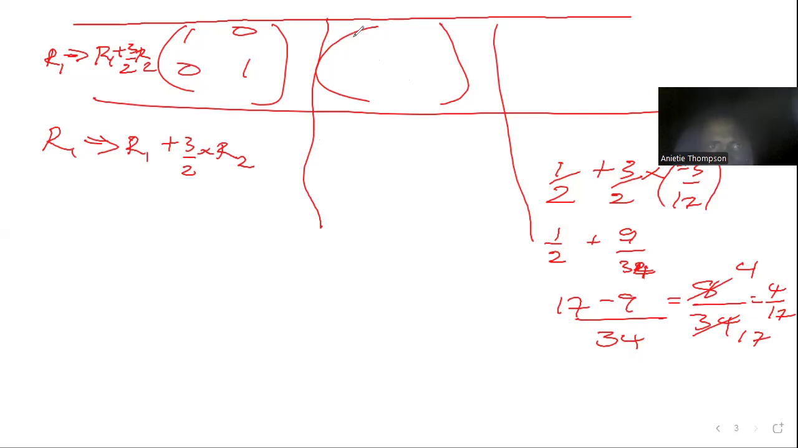4/17 for the first entry. And we are dealing with row 1. So let's complete row 1 because already we got row 2. So I'm not going to touch row 2. And then for the second entry, we have 0 plus 3/2 times row 2. Row 2 of that 0 is 2/17.